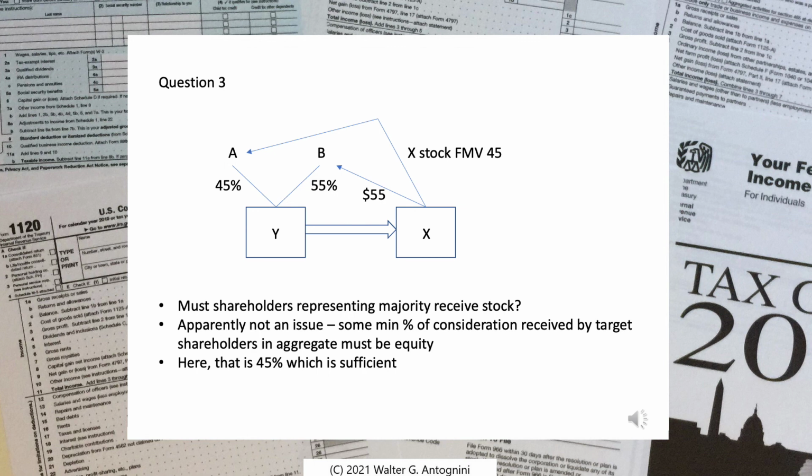Well, while there is not much that discusses this issue, the apparent answer is that the issue is not an issue. So, as long as the historic shareholders receive in the aggregate some minimum percentage of their consideration in the form of stock, they will satisfy the continuity of shareholder interest requirement. Here, 45% of their consideration was stock, and under the Nelson case, that is enough. So this represents a good reorganization.